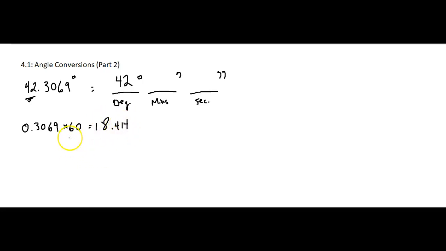So that means 18 minutes, 0.414. Well, for the minutes, we just want the whole number of that. Just like we only use the whole number for the degrees, and we convert the decimal part into the seconds. So this is going to be our minutes. Then we will, alright, so we use that 18 here.